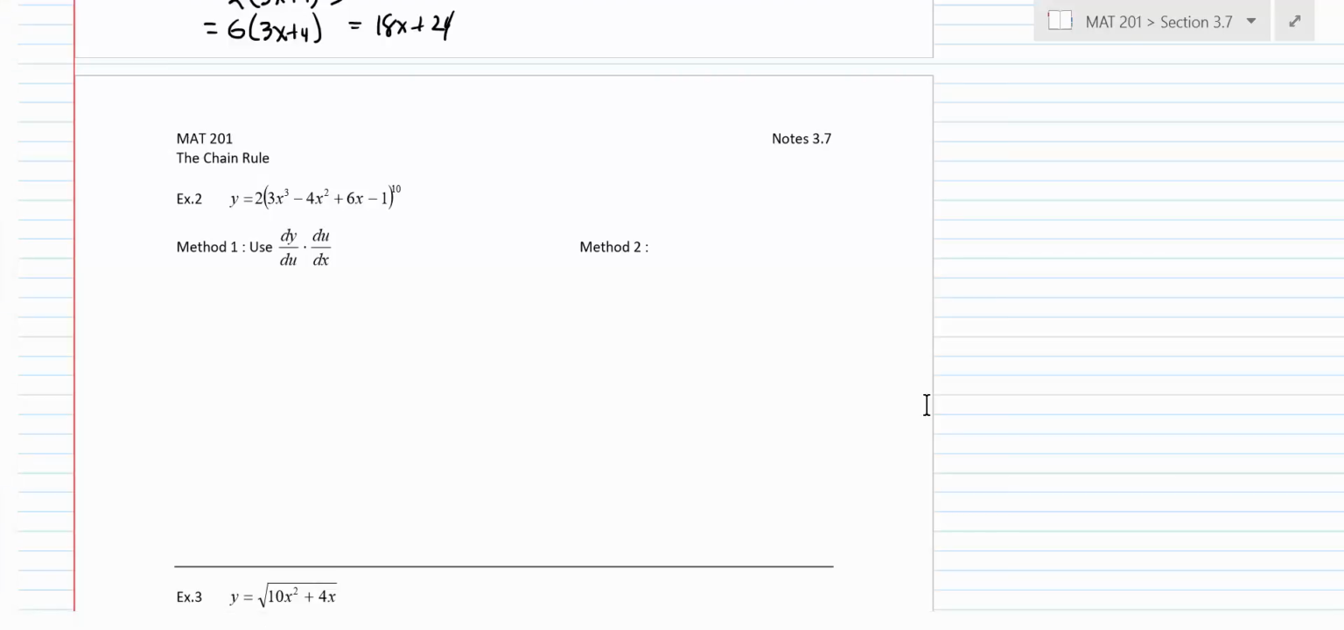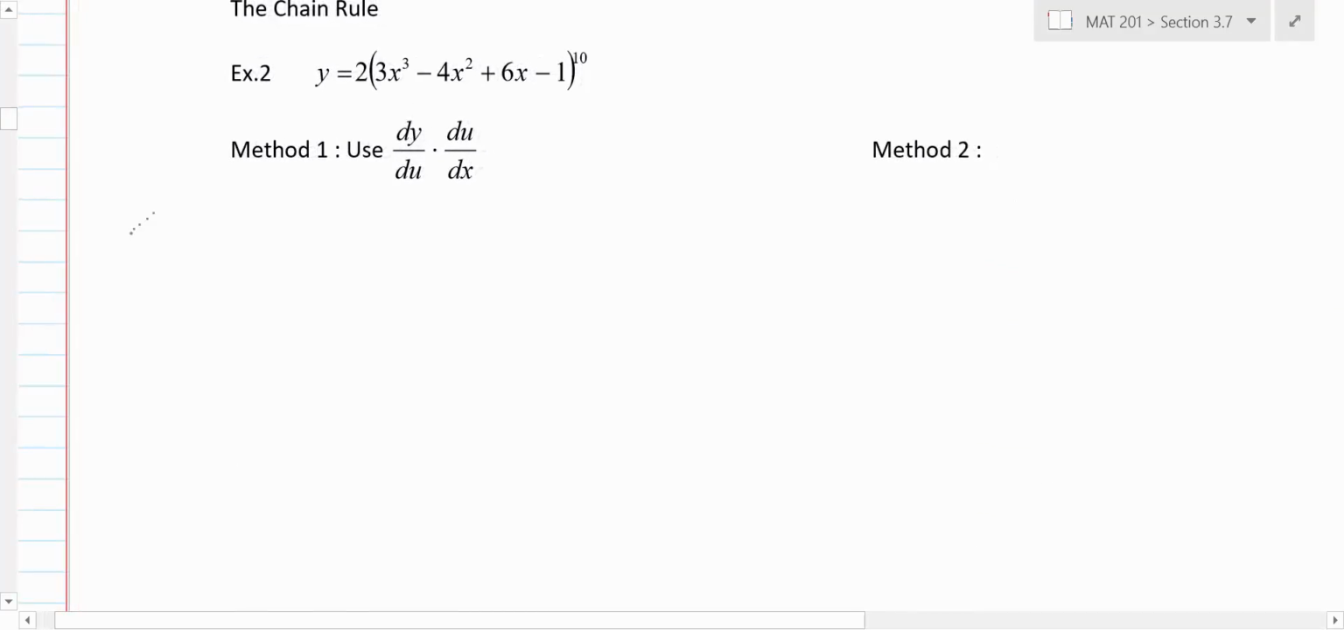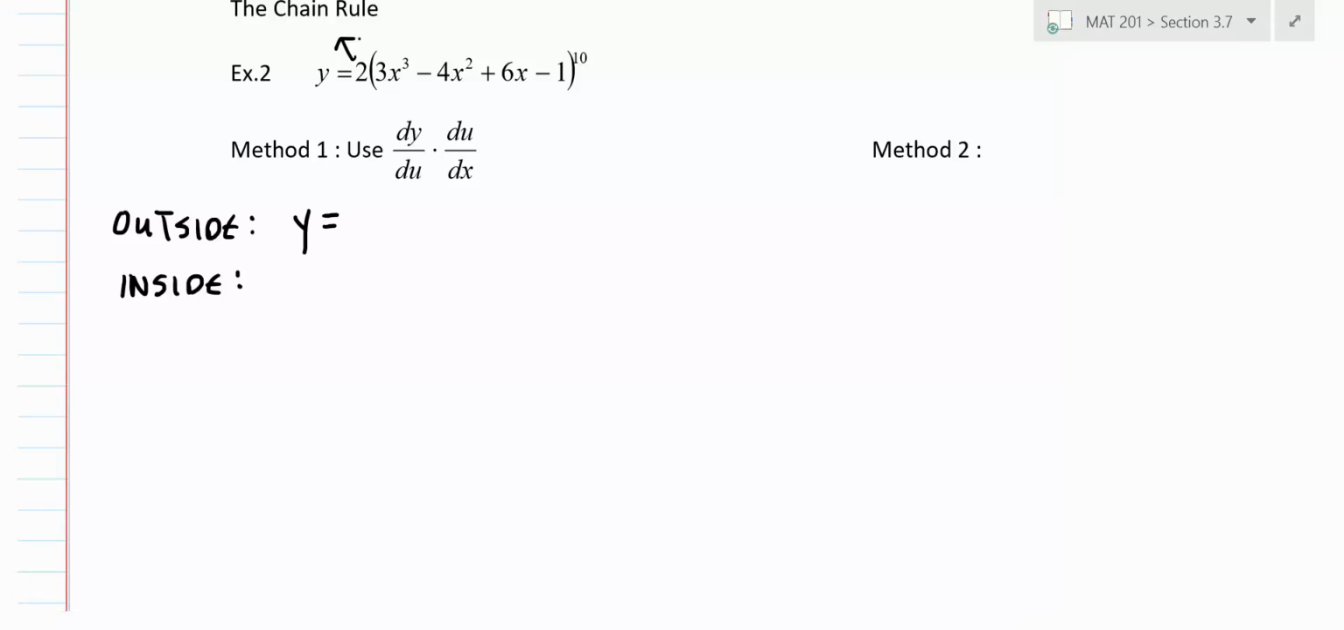Okay, so first of all, I want to get you comfortable with the notational part on this. So again, what you got to do is look at the big function here, and that's going to be y equals something in terms of u, and then the inside function is whatever function's kind of buried within the big function. Now don't worry about the 2. The 2's a constant. So what do you think the big function is? What's the whole big thing?